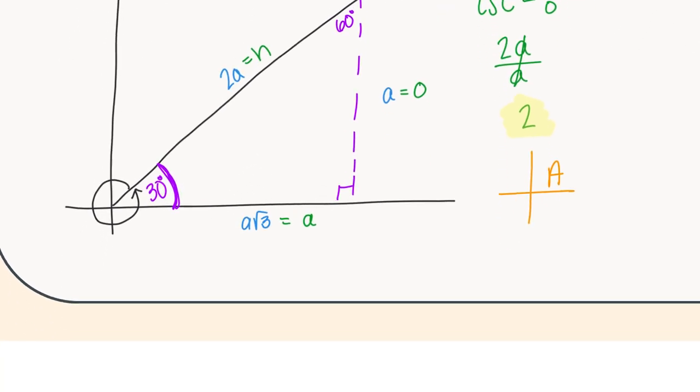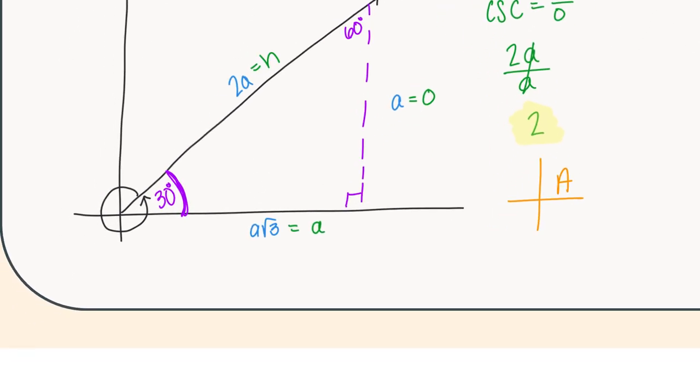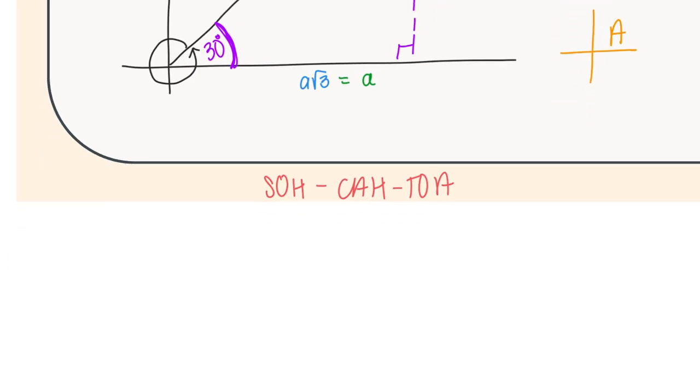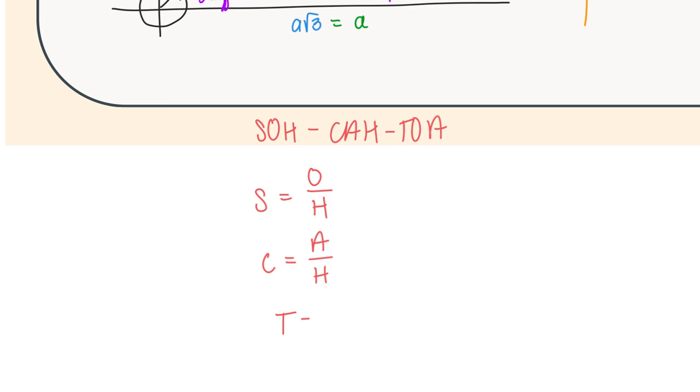Just a reminder, how do I know cosecant's hypotenuse over opposite? I'm just going to write it out. Okay, so we remember it: SOH-CAH-TOA. Sine is opposite over hypotenuse, cosine equals adjacent over hypotenuse, and tan is opposite over adjacent. So if you know SOHCAHTOA, you know the rules.